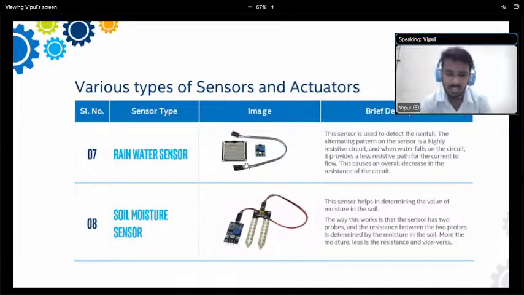Okay. Soil moisture sensor. All three sensors work on the phenomenon of conduction. This sensor also works the same way. If you put it inside the soil, this loop is able to detect how much moisture is there, and depending on that, the analog value varies. Depending on that, we can see whether the soil is completely dry or completely wet, and we can get the values with that.